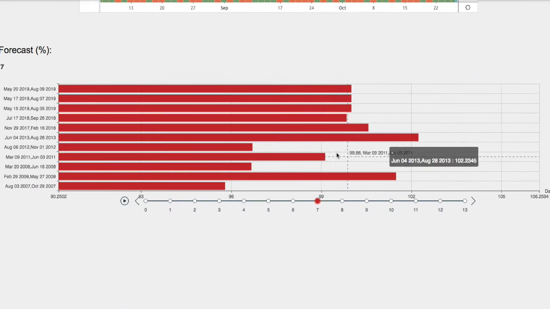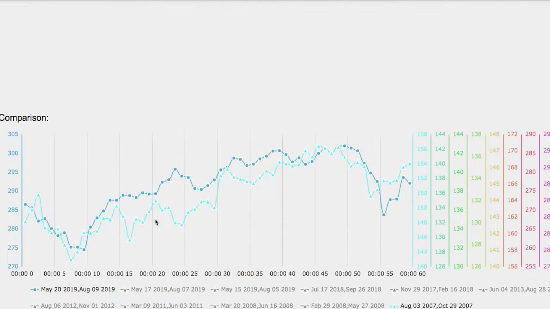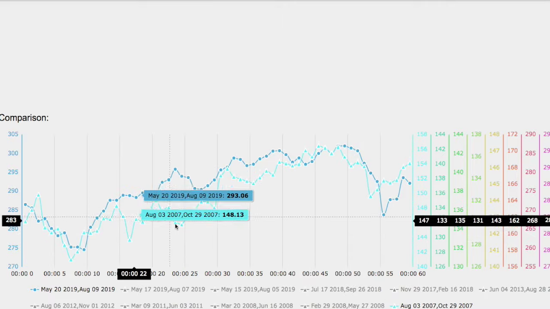So again, the trend that we examined was 2007, August 3rd to October 29, 2007. Back then, the S&P 500 was down roughly 4.2%. And here's the line chart that I compared it to. We have the current trend, and overlapping it is the 2007 trend.